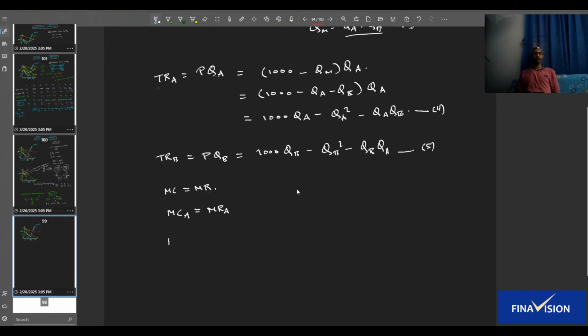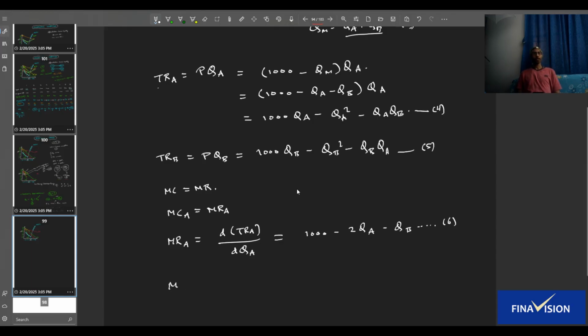Now, we can derive the marginal revenue of A by differentiating total revenue of A with respect to Q of A. You do not need to worry if you do not know calculus. The result I am writing here, it is going to be exactly this if differentiation is done of total revenue with respect to quantity or demand of A. So this is equal to 1000 minus 2QA minus QB. This is equation 6.